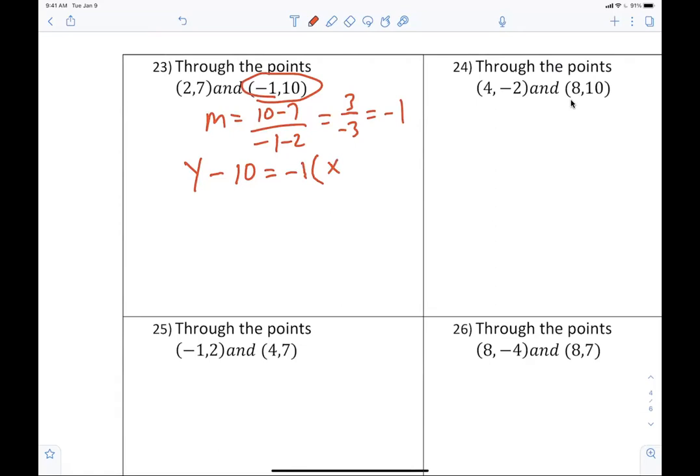Negative, wait, yeah, -1. So it would be x what? +1. Plus 1. Come on now, everybody's got to know that. Misha, is that good or not? Anybody having any problems with that? Evan?